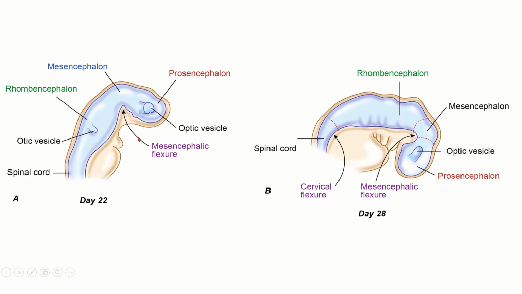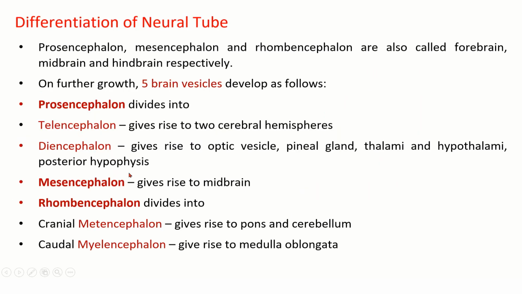You can see the formation of mesencephalic flexure here at the level of midbrain. And in this you can see the prosencephalon, mesencephalon and rhombencephalon, where you can see the formation of cervical flexure at the junction of rhombencephalon and the spinal cord, and you can see the mesencephalic flexure. So these 3 primary brain vesicles respectively form the forebrain, midbrain and hindbrain.